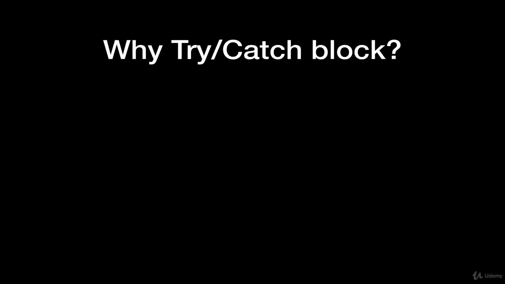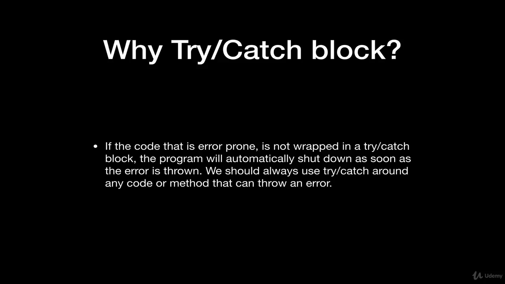So why a try-catch block? If the code that is error-prone is not wrapped in a try-catch block, the program will automatically shut down as soon as the error is thrown. We should always use try-catch around any code or method that can throw an error. So now let me show you some practical examples, and then it will completely make sense.